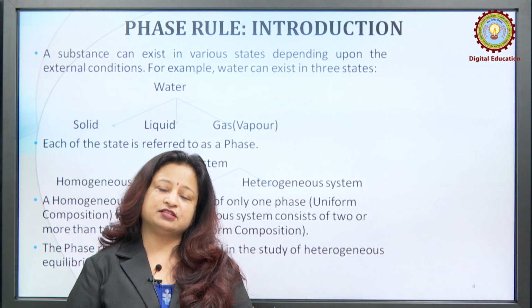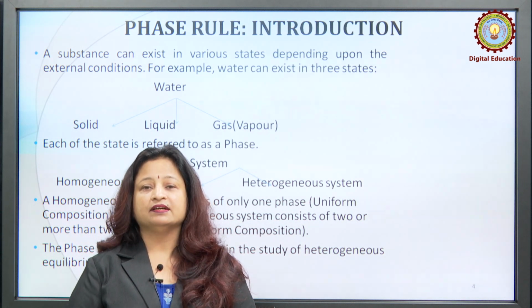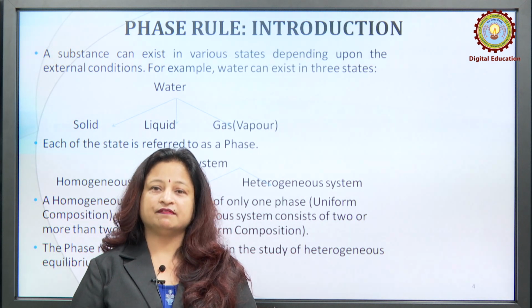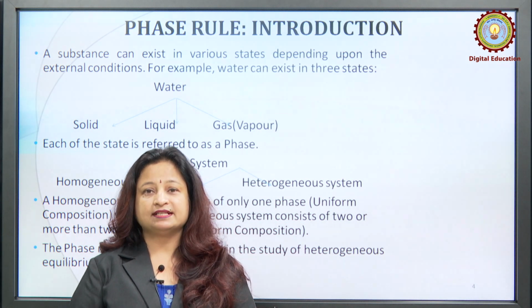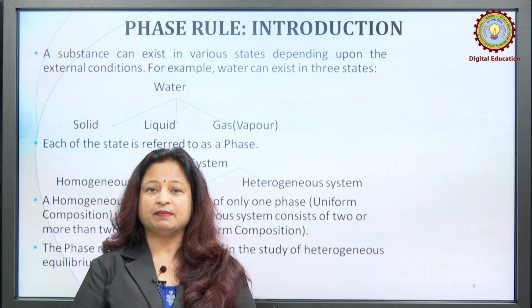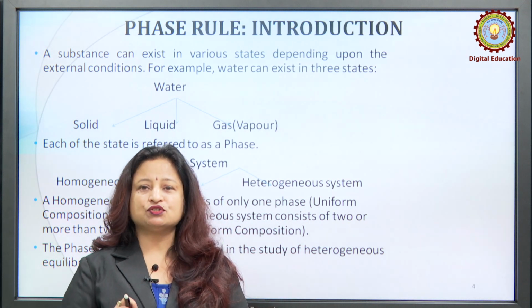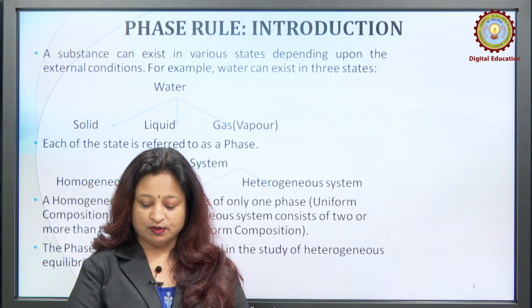So friends, dear students, phase rule is an important tool in order to study the equilibrium of heterogeneous system. So that is why we have considered this term system as well, because we have to understand what do we mean by homogeneous system and what do we mean by heterogeneous system. So phase rule's important role is it is used as a tool to study the heterogeneous equilibrium.